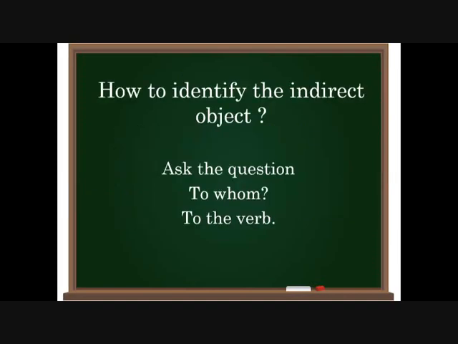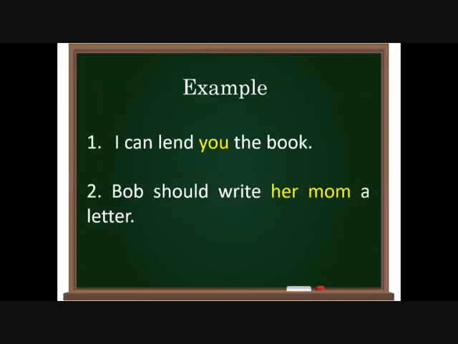Now, after learning how to identify the direct object, it is also important to understand how to identify the indirect object in sentences. For this, we're going to use the question to whom. So instead of asking what or whom, we ask the verb the question to whom, to get the indirect object. The examples that we are going to see here are two. I can lend you the book, and the second one says Bob should write her mom a letter.